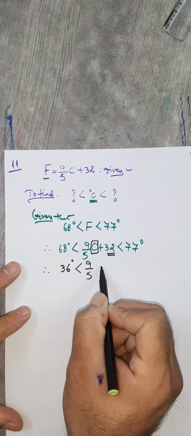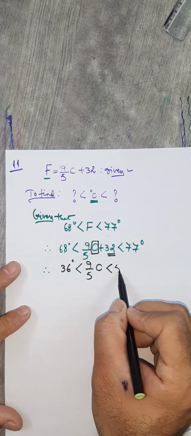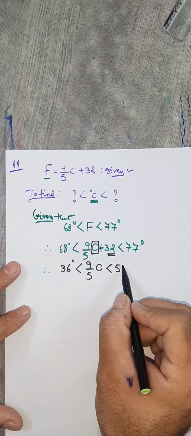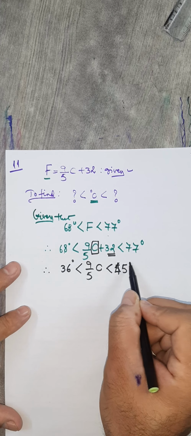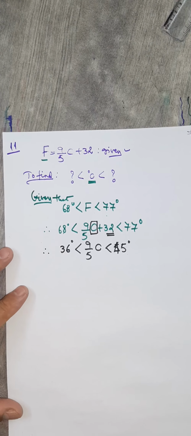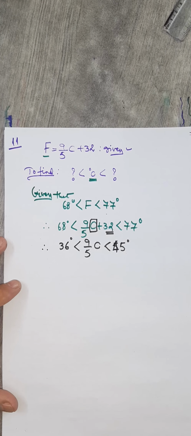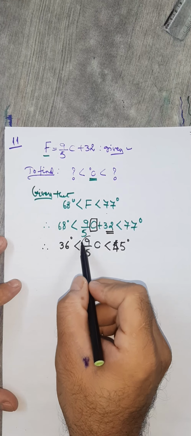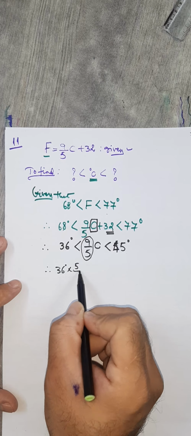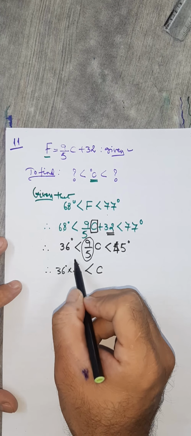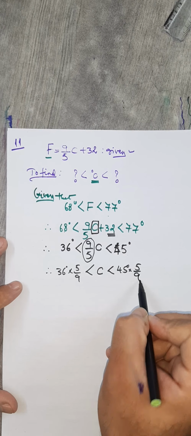9 by 5 C as it is. 77 minus 32. So it would be how much? Here it would be 45 degree. Just subtracting 32. Okay. Now what do we do? We don't want this 9 by 5. So multiplying with 5 by 9. So 36 degree into 5 by 9 less than C. 9 by 5 and 5 by 9 will get cancelled. 45 degree into 5 by 9.